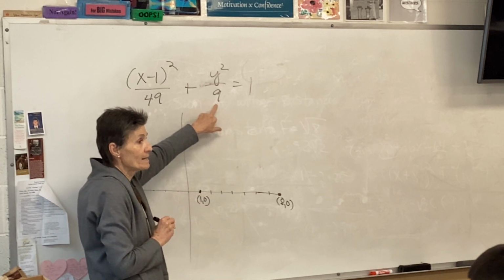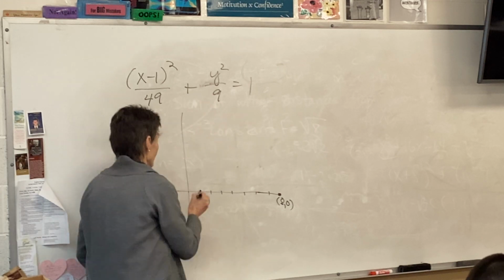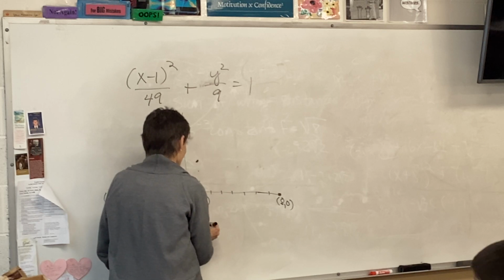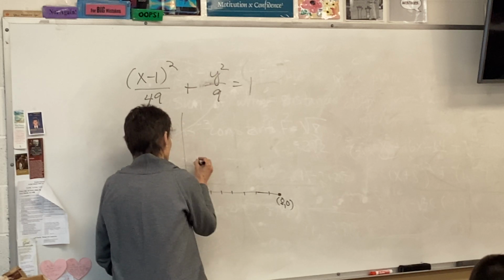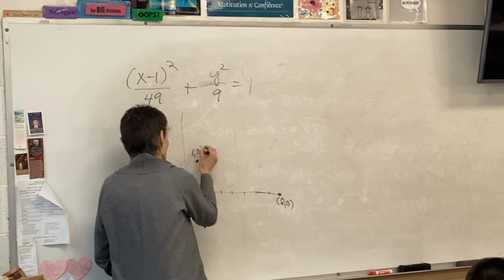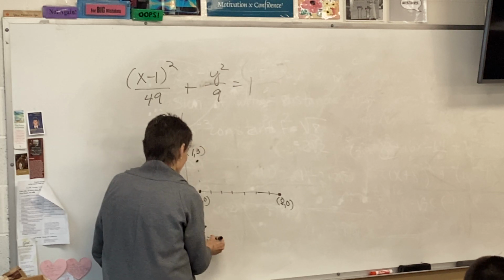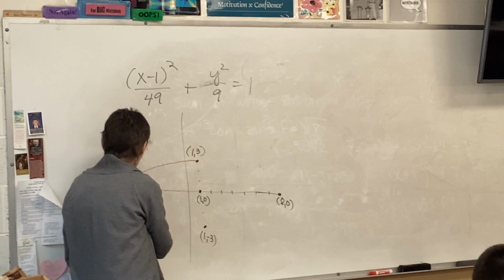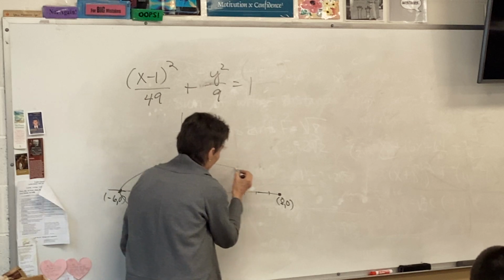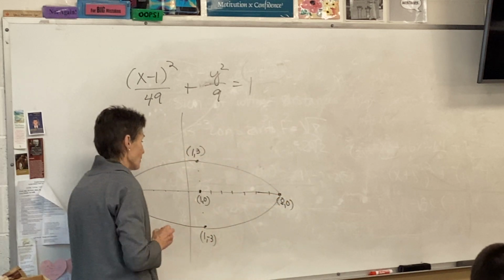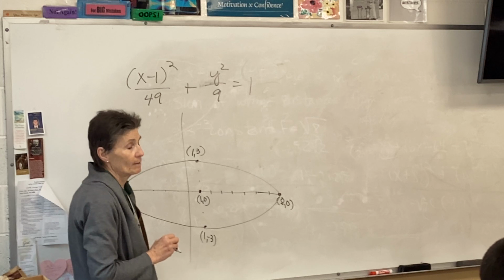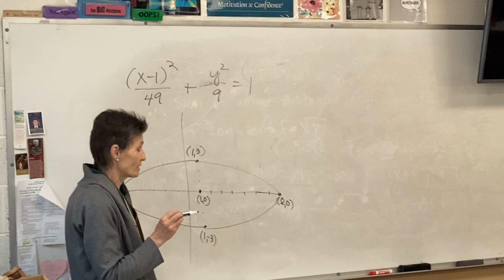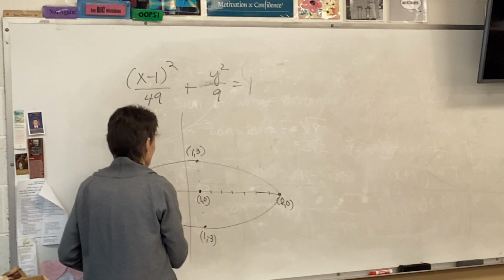Now, what does this 9 tell me to do? 3 down from my center. So 1, 2, 3. 1, 2, 3. So this point on my graph paper is 1, 3. And this one is 1, -3. Those 4 points are the vertices. So your job was to find the center and the vertices and some other stuff. We've got our center and our vertices on here.